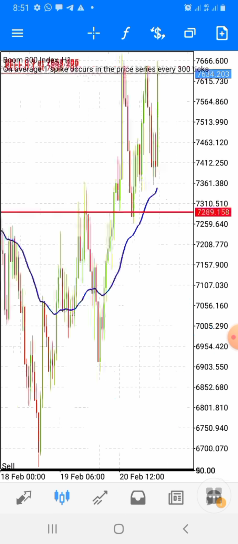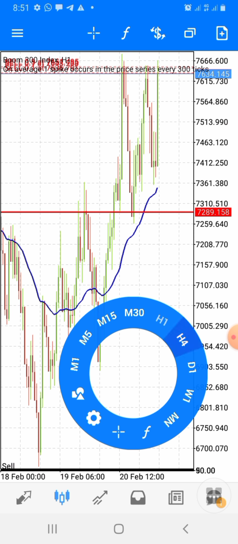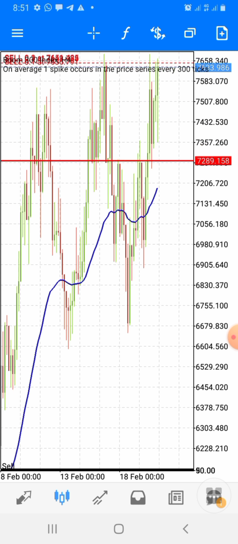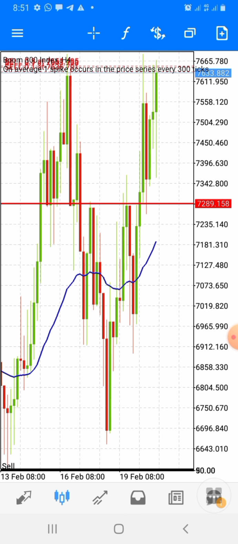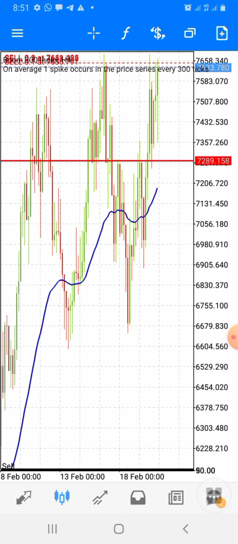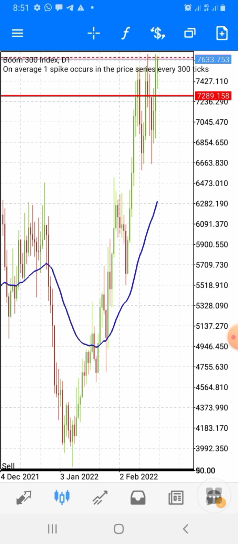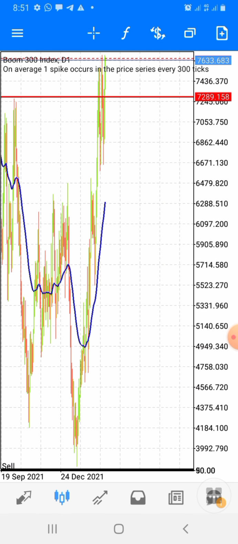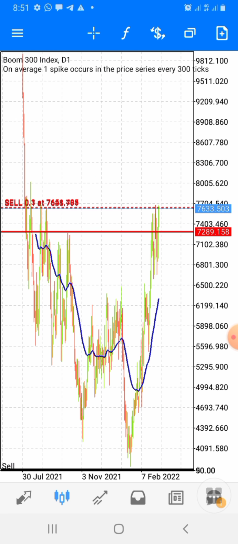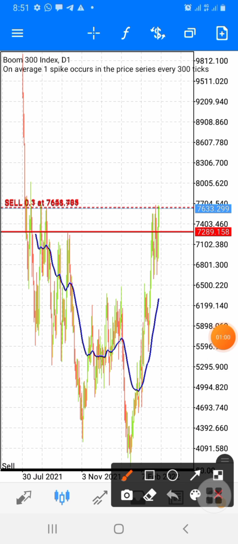All right, we're talking about a very important setup happening on Boom 300 as we speak. Now this is it, guys. I go down to my daily time frame. Now look at what's happening here. On my daily time frame, I'm seeing that there's something happening here. This is a range left in the past, and price has come back to it. Price is currently at that level.